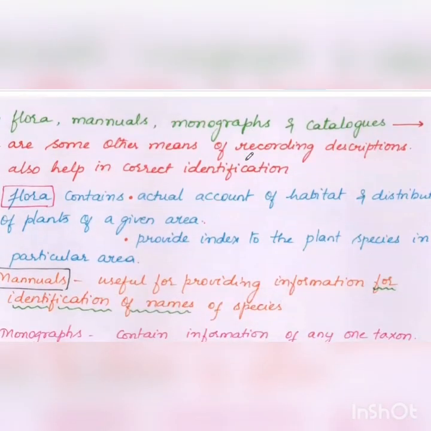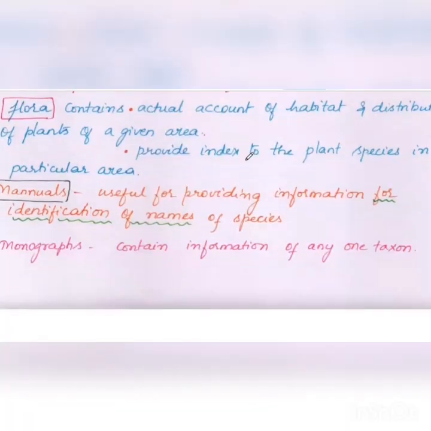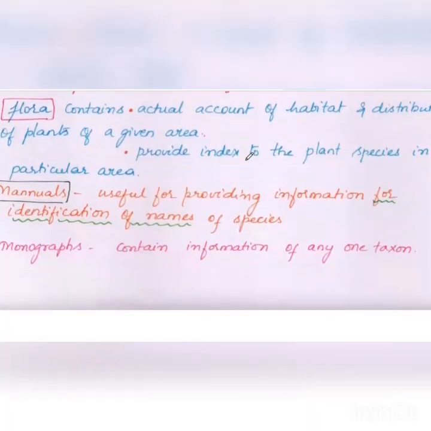Floras, manuals, monographs, and catalogs are some other means of recording descriptions. Not just the above-mentioned ones, there are other means also. Description is the entire information of a given organism. The flora contains the actual account of habitat and distribution of plants of a given area. Not all plants are found everywhere. There are a few plants which are exclusively restricted to the Arctic and Antarctic regions. You don't find them everywhere, and they can be recorded in the flora.